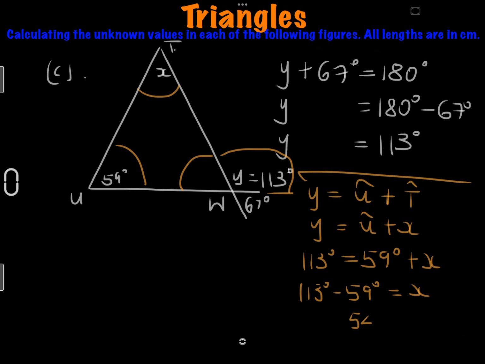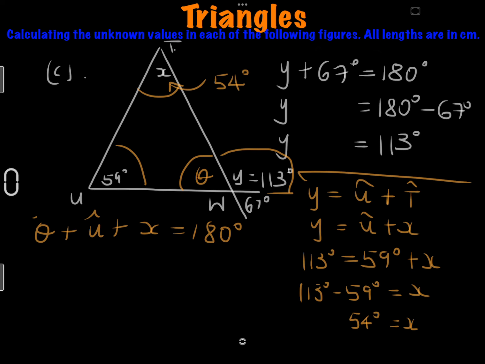It gives us 54 degrees. It's equal to x. So x is equal to 54 degrees. So this means this angle here is 54 degrees. Okay. Now, if it's 54, then we can simply find this unknown value. I'll call this theta. It's our unknown value. So theta plus u plus x is equal to 180 degrees.